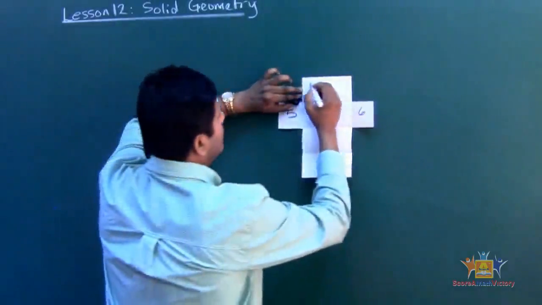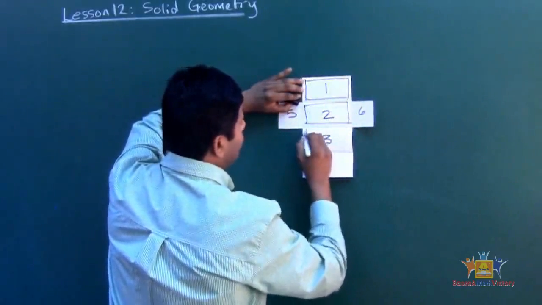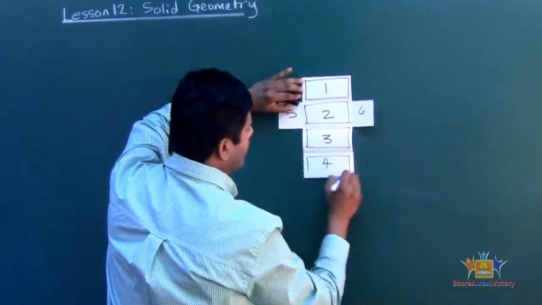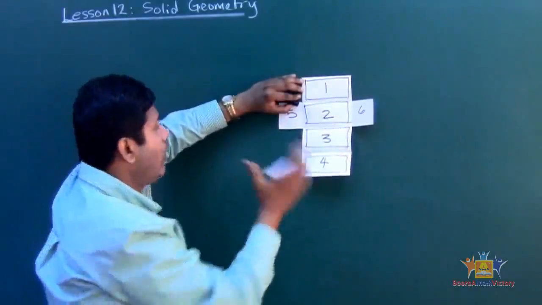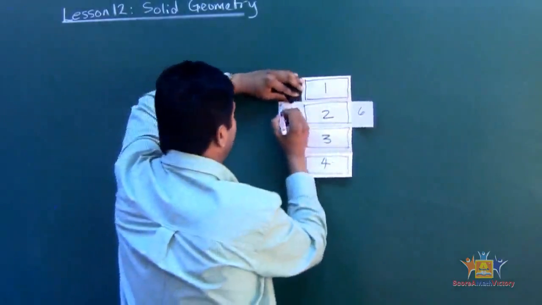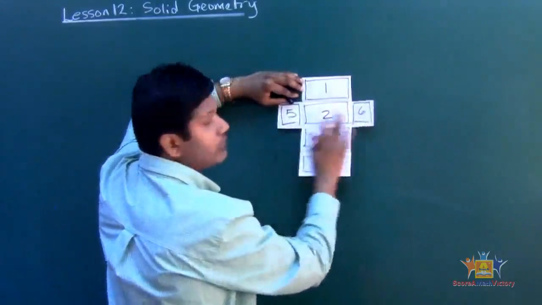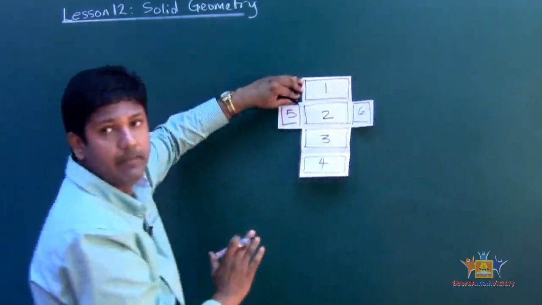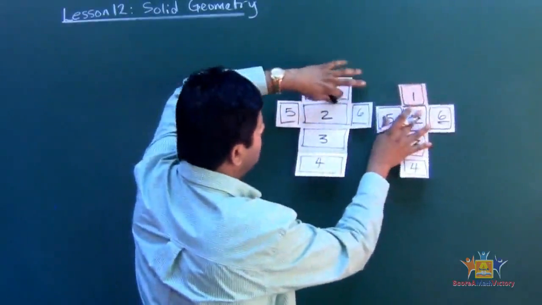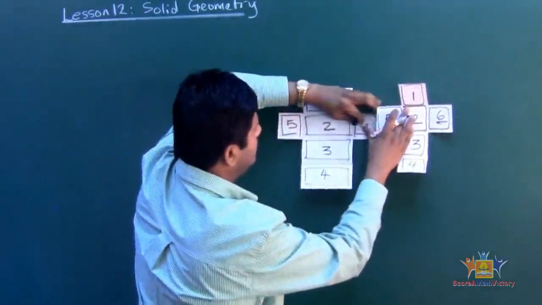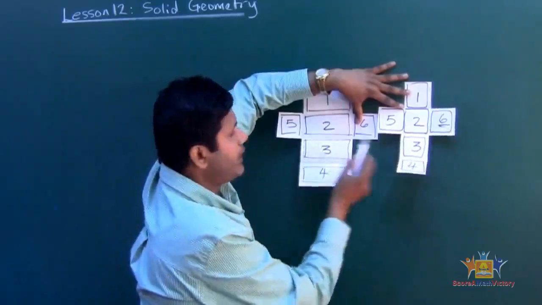But look at this. 1 rectangle, 2 rectangle, 3 rectangle, 4 rectangle, and all these 4 are identical rectangles. On the edges, they are identical. It could be the square or rectangle. So these 2 are going to be the same, and these 4 are going to be the same. Now let's take this cube. Look at the difference between the cube and a cuboid.